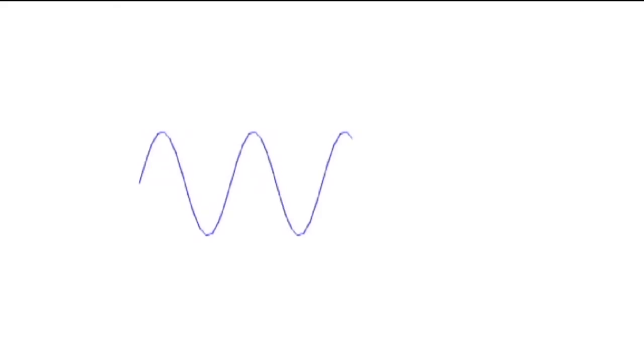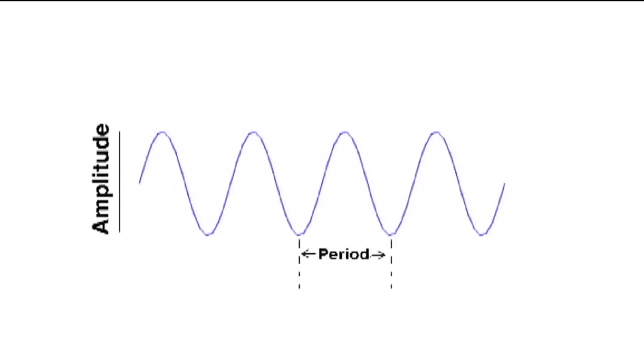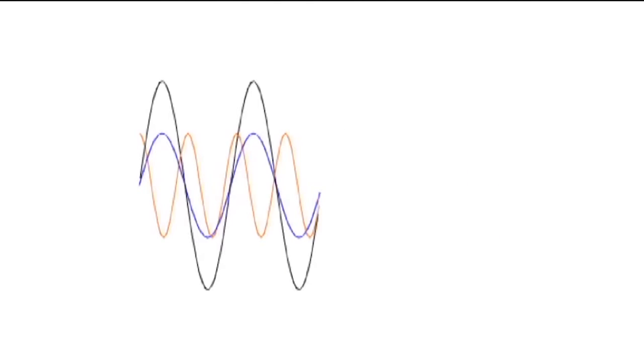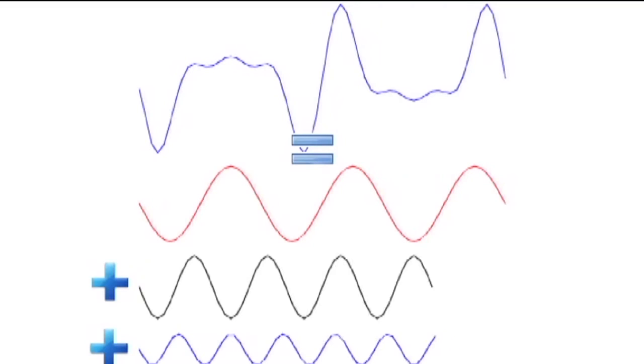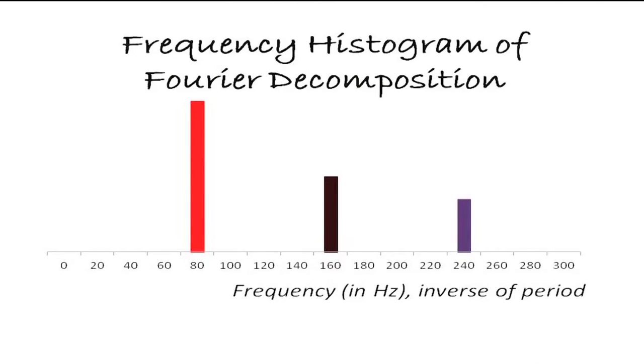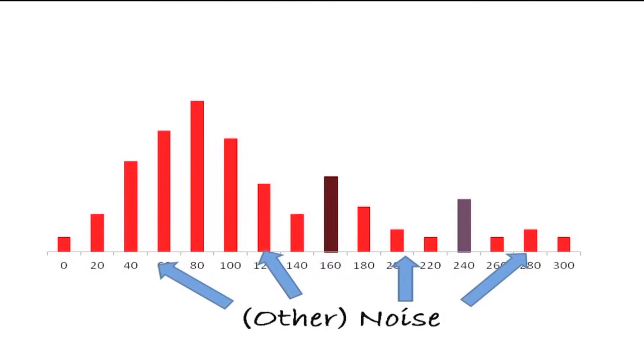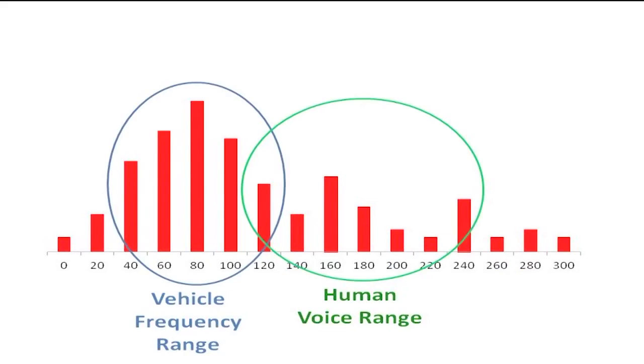Regular sound waves can be described by their period and their amplitude. So different sound waves have different amplitudes or periods. A mathematician named Fourier showed that any wave can be uniquely characterized by the sum of trigonometric functions. The shorter a period, the higher its frequency. So the three waves we just saw can be shown on a histogram, one bucket for each frequency and amplitude as their heights. This principle allows us to recognize an engine sound.